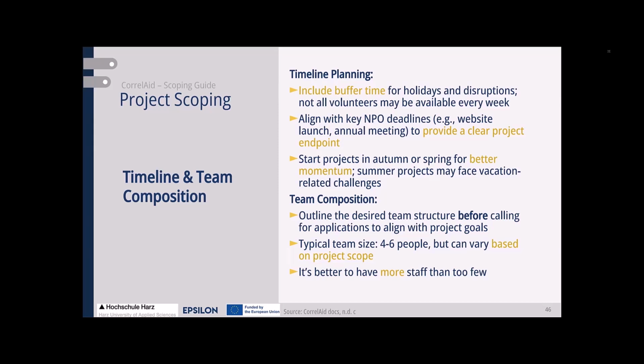And when it comes to the team composition, outline the desired team structure before calling for applications. So what kind of competences do you need? Do you need more advanced analytics, or do you need data engineering, or do you need data exploration skills? And then try to call for applications so that you are able to do the right staffing for the project that you predefined. And then it is also better to have more staff than too few.